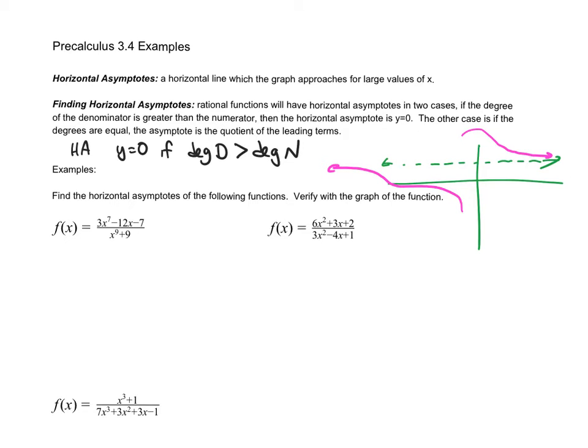So in this first example, you notice that it says 3x^7 on top, so this is degree 7 and this is degree 9. Now, since the bottom is bigger, you automatically have a horizontal asymptote of 0.